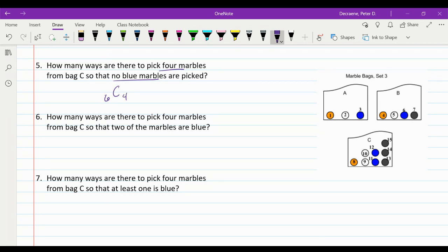In number 6, how many ways are there to pick 4 marbles from bag C so that 2 of the marbles are blue? Well, I got to pick the 2 blue marbles. So that's 2, choose 2. I've got to pick those. And I also have to pick 2 of something else.